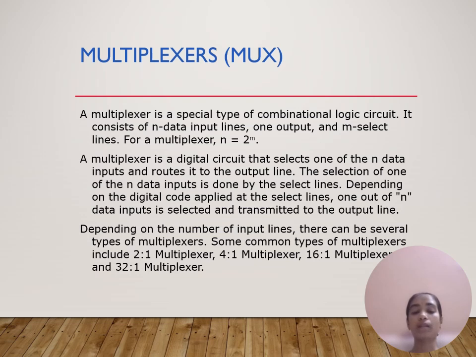Multiplexers. Mux. A multiplexer is a special type of combinational logic circuit. It consists of N data input lines, one output, and M select lines. For a multiplexer, N is equal to 2 power M.